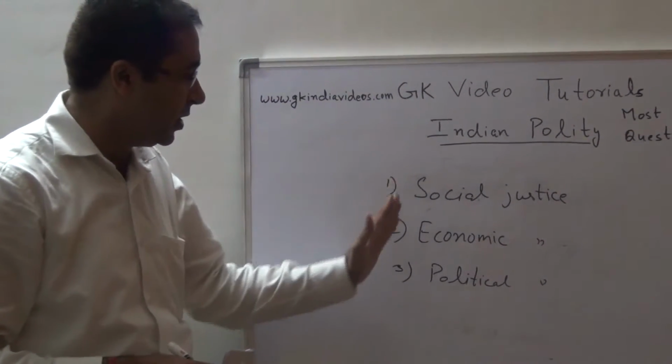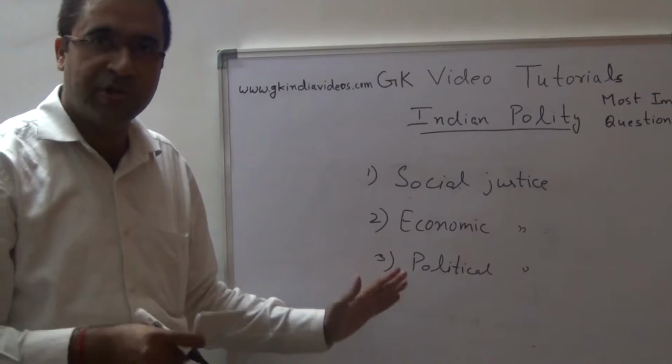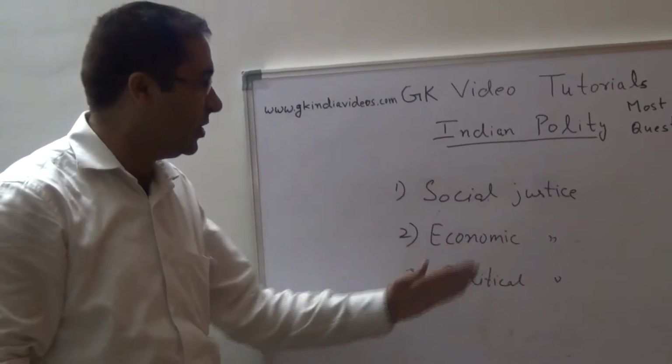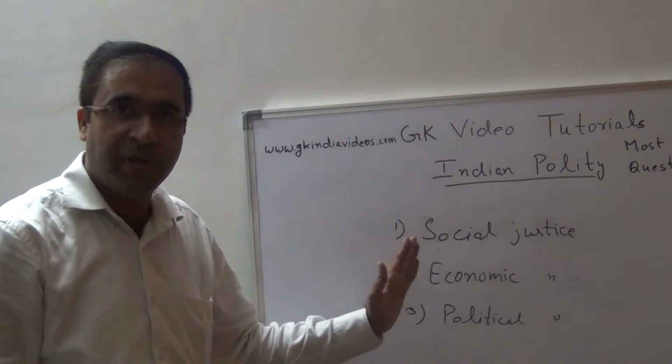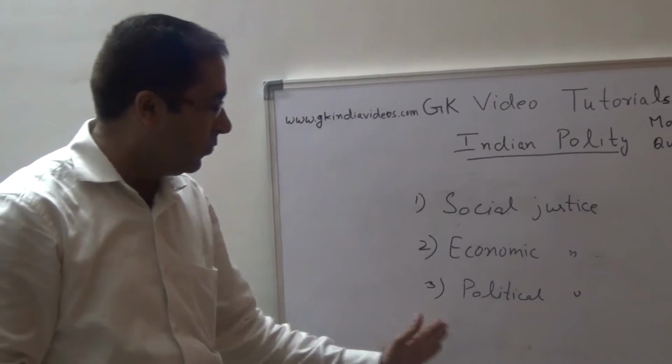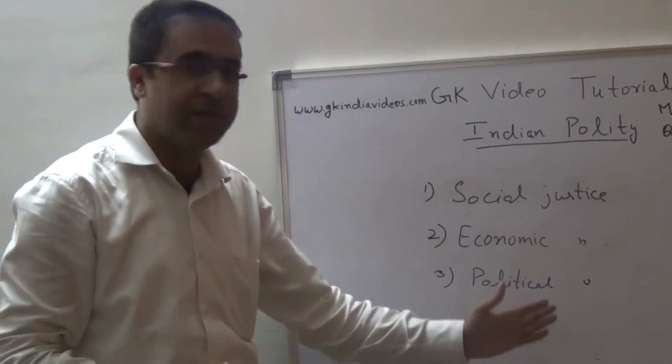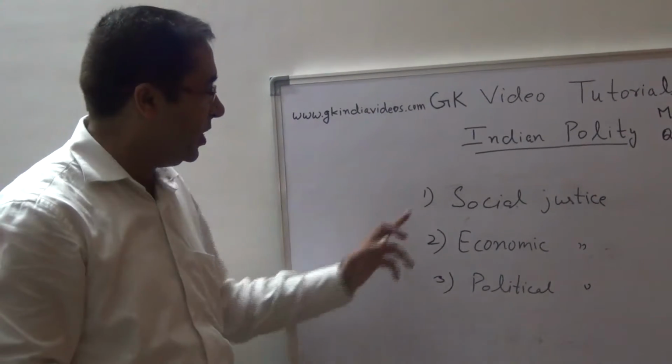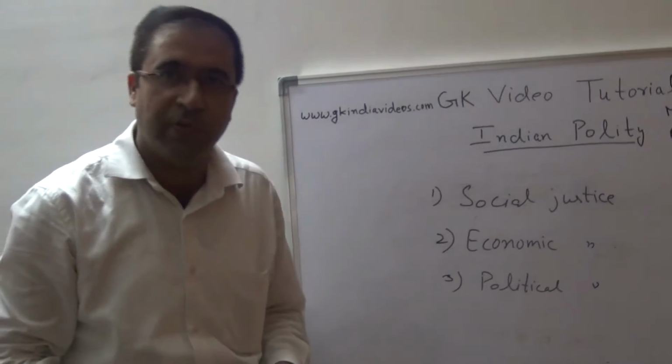We have to remember these 3 types of justice. In the exam, a question comes like this: which of the following justice is not a part of the preamble? So the 4th choice can be anything like religious justice. So we have to remember these 3 types of justice given in the preamble of the Indian Constitution.